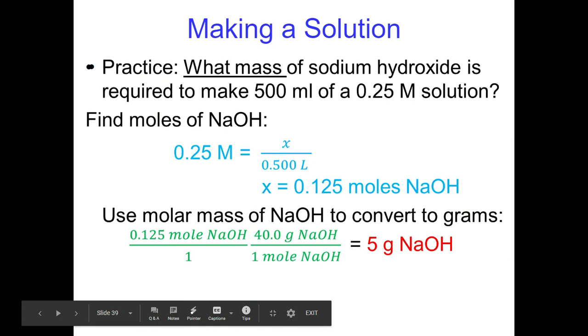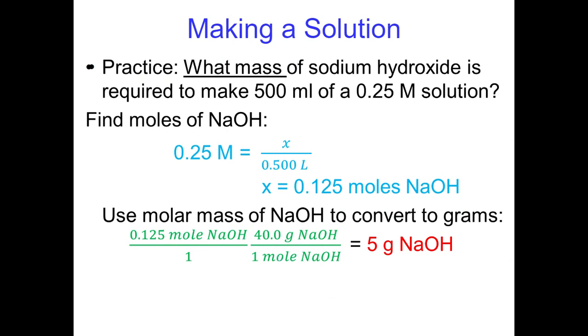All right, so making a solution. Here's a practice question. Some of you have seen this on our Mastering. What mass of sodium hydroxide, which is NaOH, is required to make 500 mL of a 0.25 molar solution? It gave us volume and it gave us molarity. Using the molarity equation, we need to first solve for moles. After we solve for moles, then we can convert to grams.